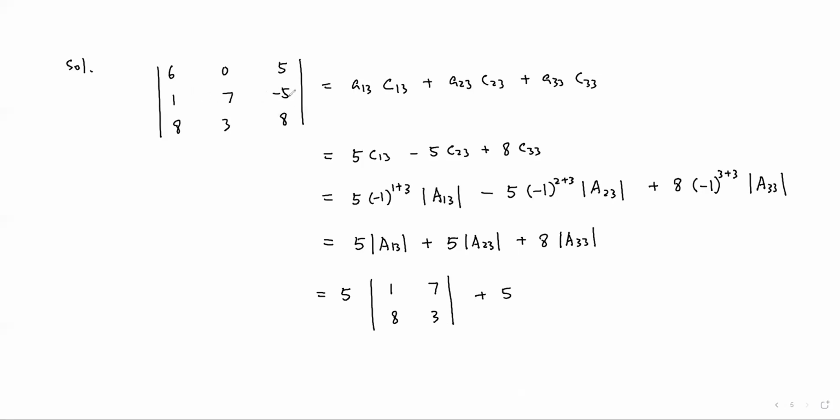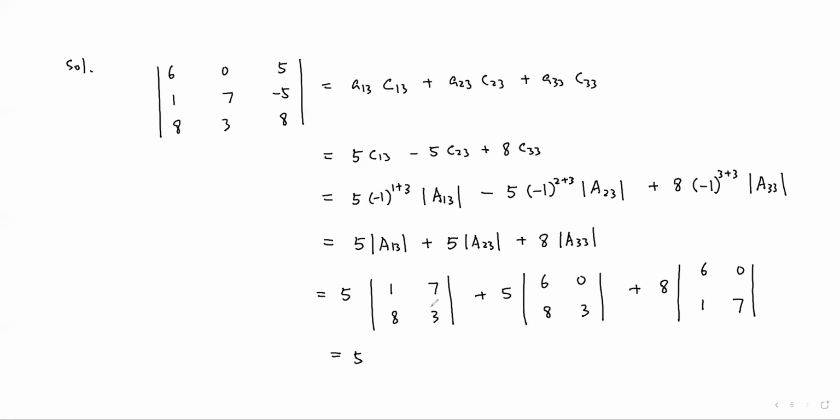Delete row 2 and column 3. What remains is 6 0 8 3. Then plus 8 capital A33. Delete row 3 and column 3. So this part remains: 6 0 1 7, determinant.